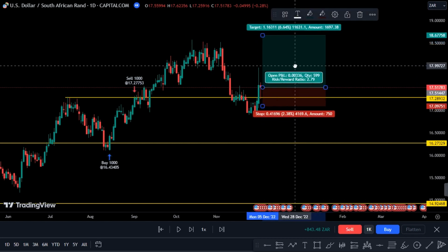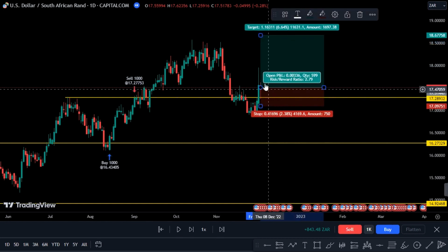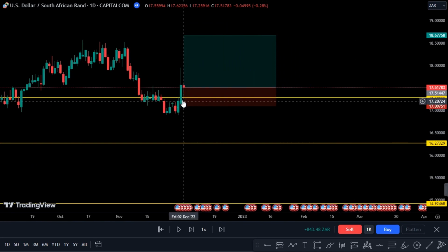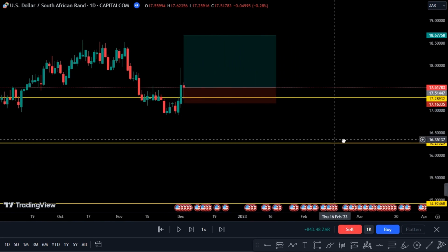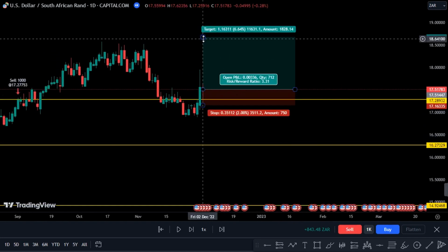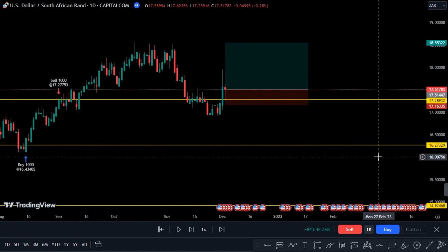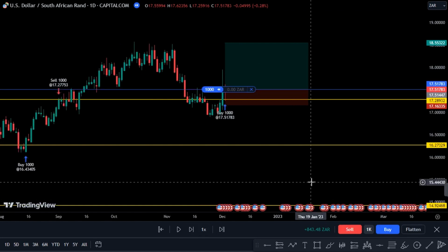But since we are using our replay on a daily time frame, this is where we would enter. Then our stop loss is going to be just below this candlestick right here. So that is where our stop loss is going to be. And then our take profit on that swing high, our previous swing high. And then let's take our buy as well.